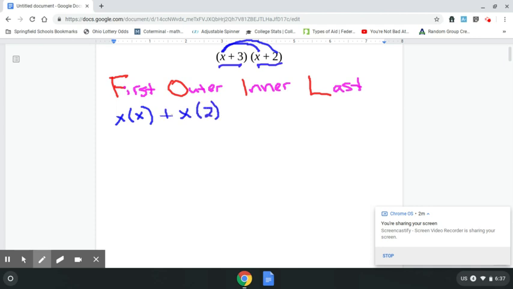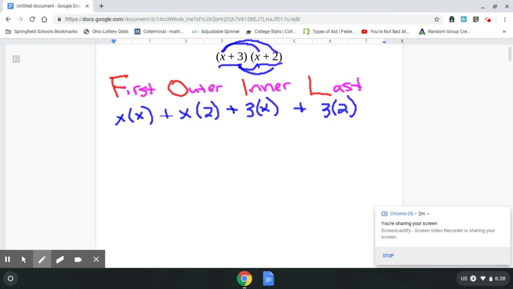Now we take the 2 terms on the inside. That's 3 and x. So I take 3 times x. Those are both positive, so there's a plus sign. And then I take my last terms inside the parentheses. That's 3 times 2. And again, positive, so that's a plus sign. So first, outer, inner, last is called foiling.